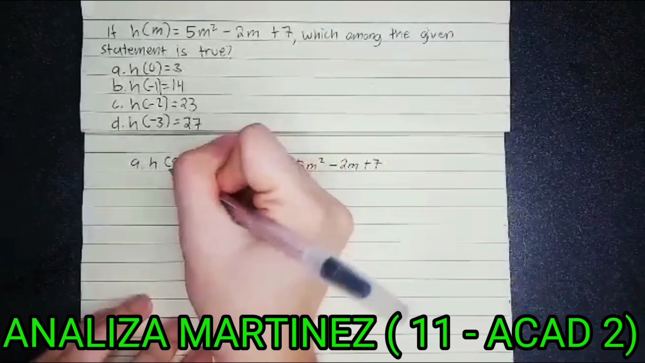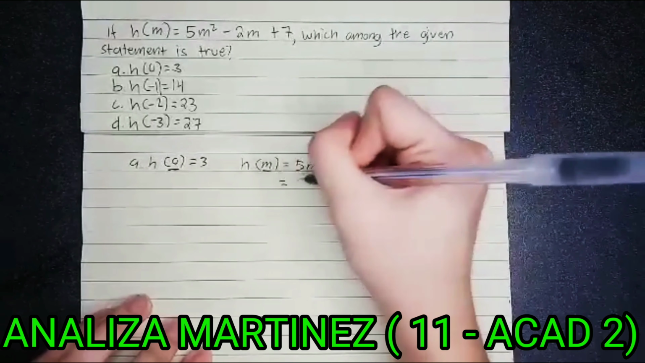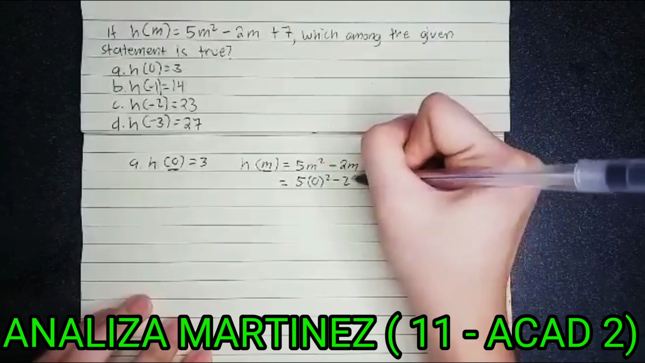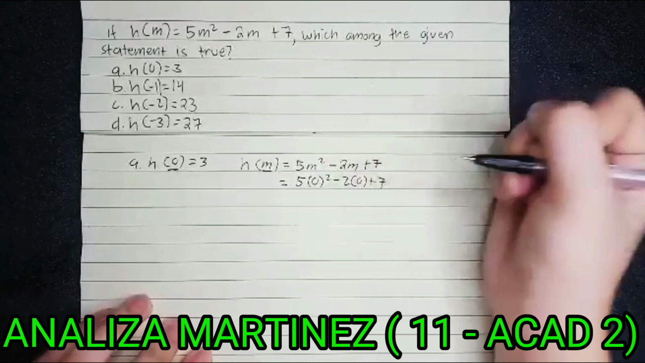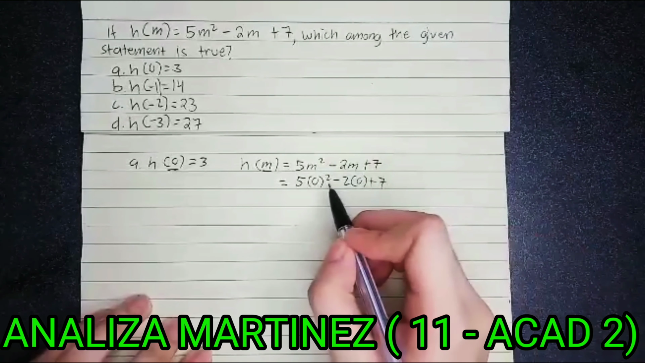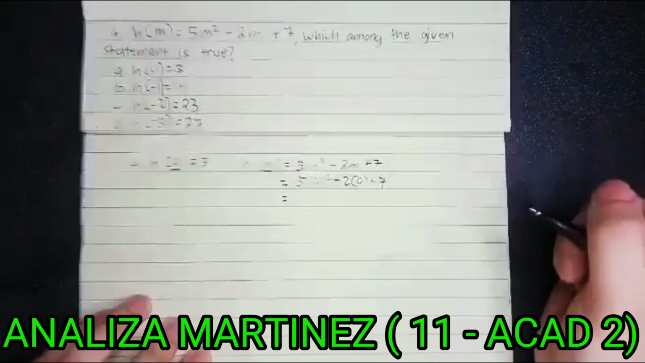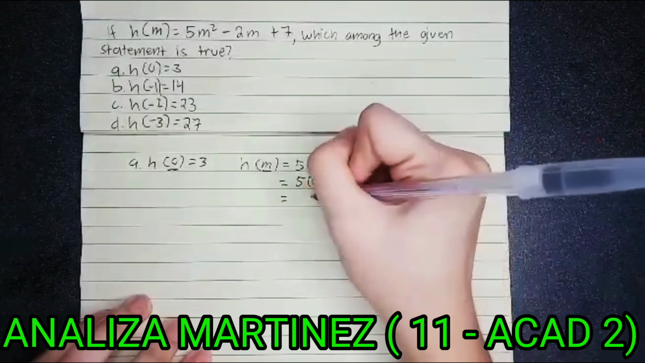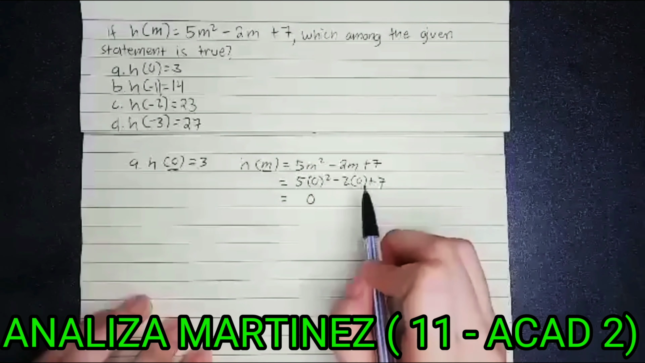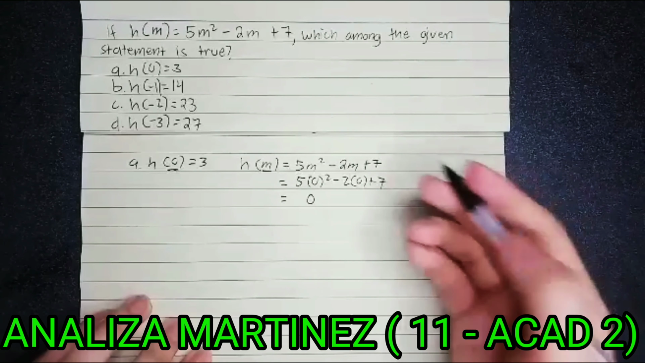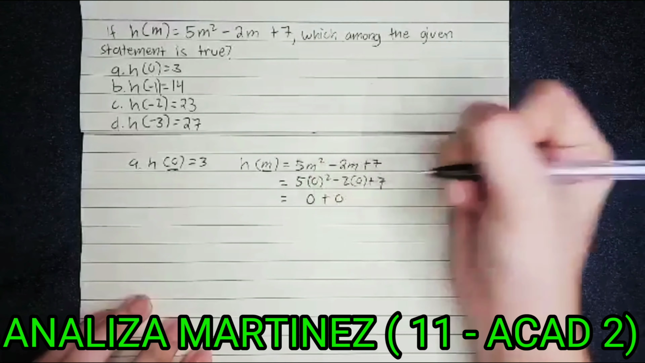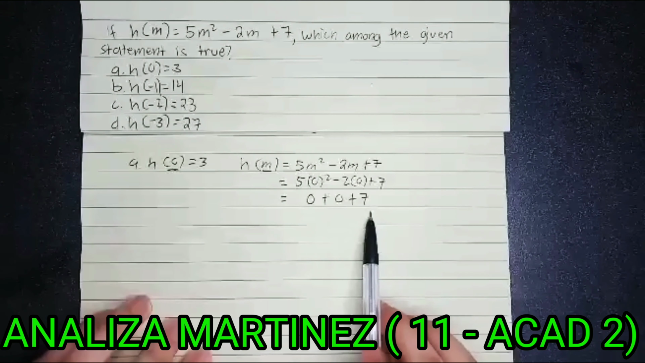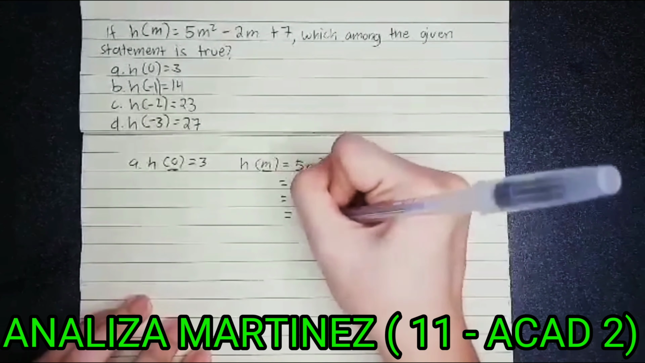Then substitute the given value: 5 multiplied by 0 squared minus 2 times 0 plus 7. Then evaluate the exponent. 0 times 0 is equals to 0, times 5 is equals to 0. Negative 2 times 0 is equals to 0. Then plus 7. Then 0 plus 0 plus 7 is equals to 7.